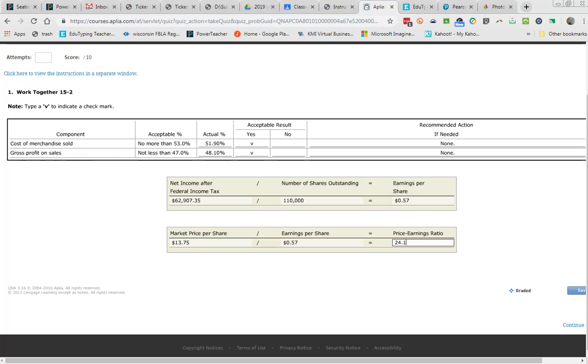Oh, yeah, it's 0.6. You're probably wondering how I did that. Okay, so you will be expected on the test to be able to calculate earnings per share and your price-earnings ratio.